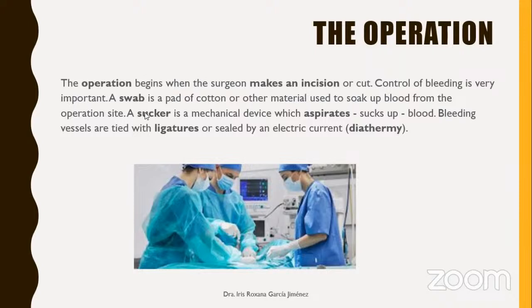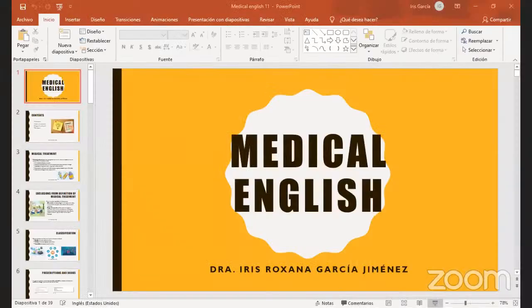The operation begins when the surgeon makes an incision or cut. Control of bleeding is very important. A swab is a piece of cotton or other material used to soak up blood from the operation site. A sucker is a mechanical device with aspirator that sucks up blood.